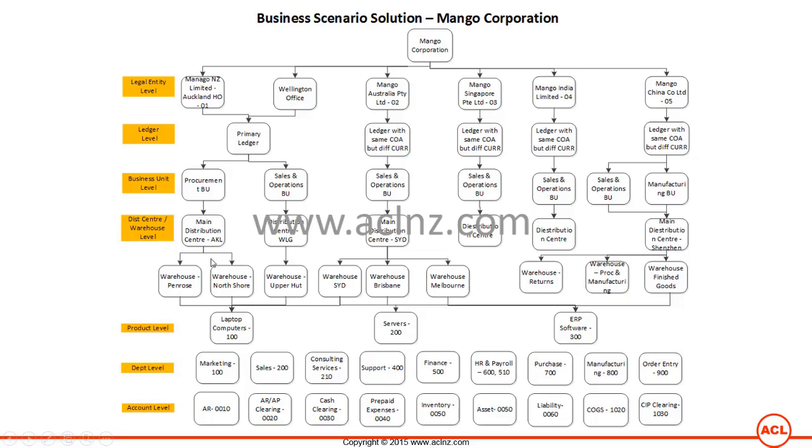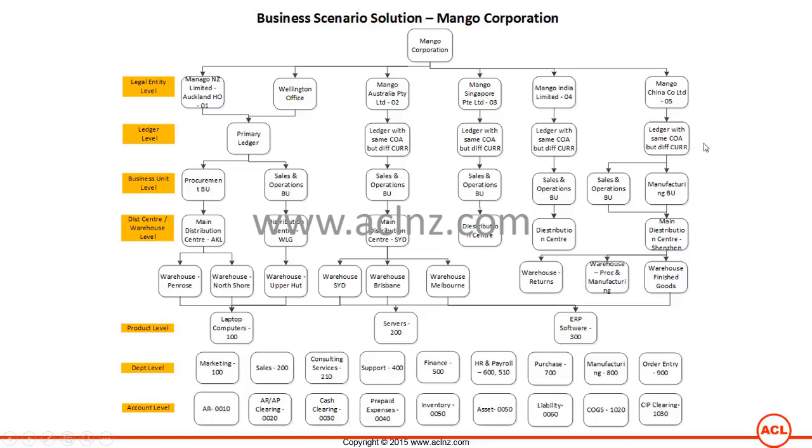So as you could see, the Auckland related distribution center has got multiple warehouses. One is in Penrose, then in North Shore, and then the Wellington related distribution center has got warehouses located in Upper Hutt. So that's the organizational chart for Mango New Zealand Limited. Likewise, Mango Corporation has got its subsidiary businesses in other countries such as Australia, Singapore, India, and China.